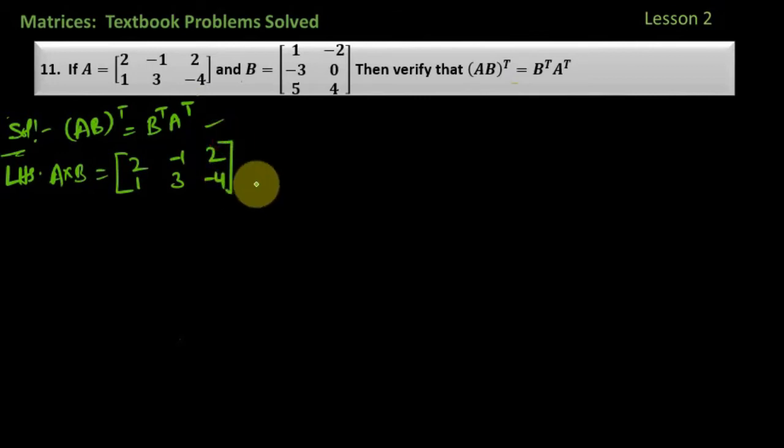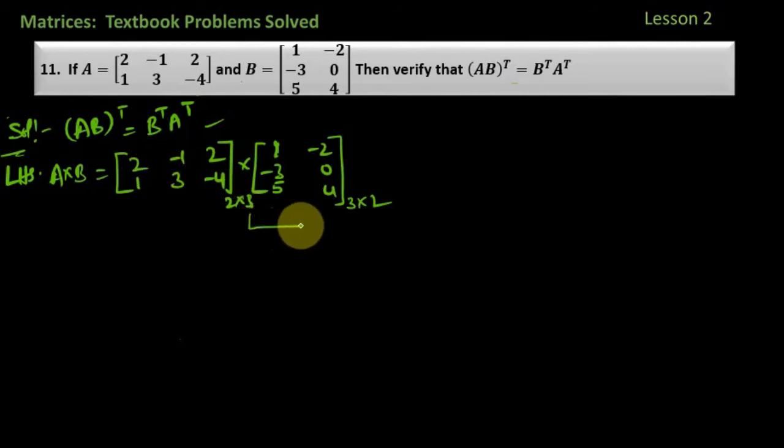This is the matrix A cross. What is matrix B here? 1 minus 2 minus 3 0 and 5 4. So the order of matrix A is 2 rows 3 columns, here 3 rows 2 columns. First we should check whether it is possible or not. The first matrix's number of columns should be equal to the second matrix's number of rows. If it is equal, then it is possible. Here 3 is equal to 3, therefore it is possible.